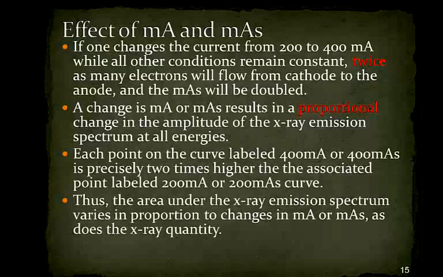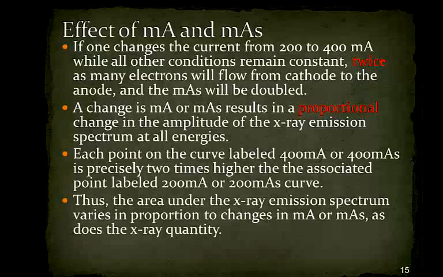Again, when we are considering the amplitude, that is going to go between the 0 and up, and that is what amplitude itself is defined as. Each point on the curve labeled 400 mA or 400 mAs is precisely 2 times higher than the associated label of 200 mA or 200 mAs. Thus, the area under the X-ray emission spectrum varies in proportion to the changes in mA or mAs, as does X-ray quantity. So again, the word X-ray quantity, mAs, mA, is going to be responsible for that area when we look at it. The amplitude, which is the area under the curve, all means the same thing.